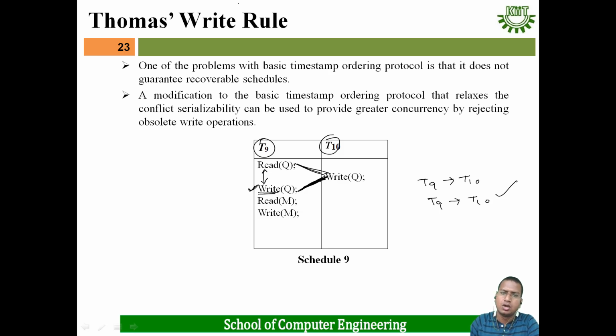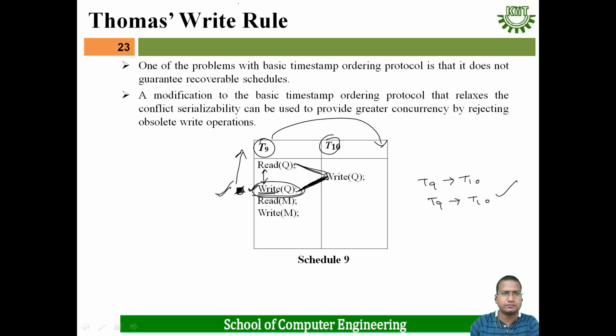But according to the timestamp protocol, this write operation cannot be performed. This whole transaction has to be rolled back and this transaction has to be scheduled later on. But according to the Thomas Write rule, whenever such a write operation would create a problem, this will not be treated as a problem. This can be allowed.